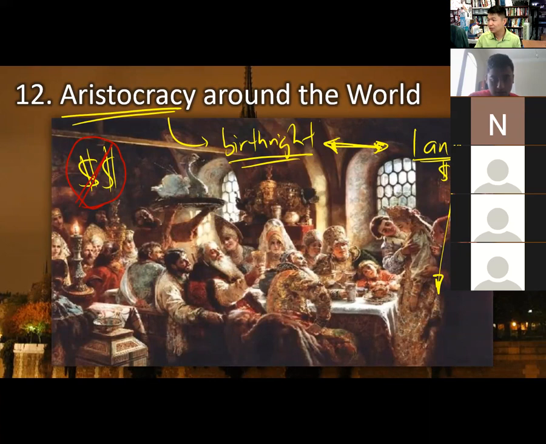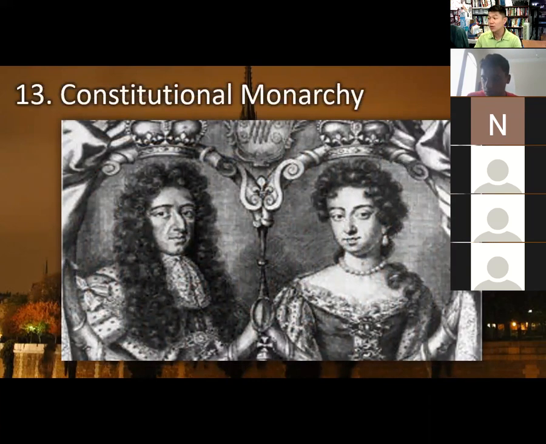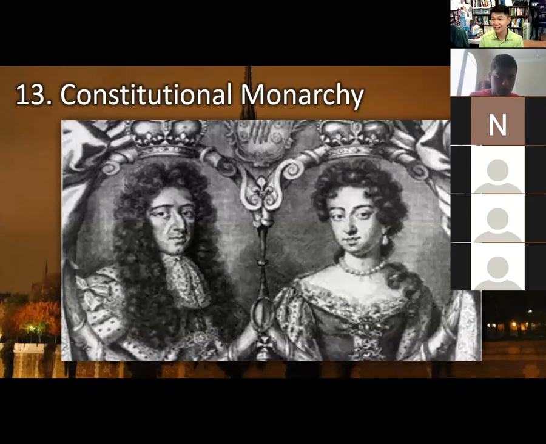So let's go to 13. Which of the following best describes Britain in the early 18th century? That's the creation of this new form of government known as the constitutional monarchy in Great Britain, where there is the sharing of power between which two institutions? One is already listed.